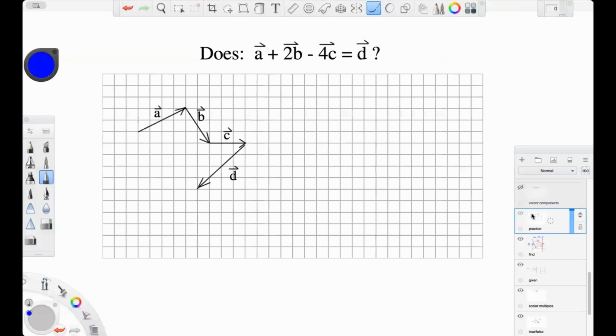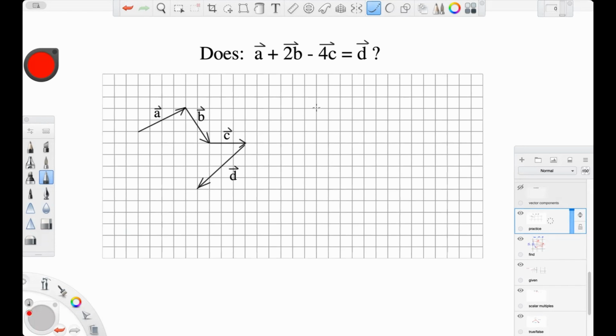Okay, cool. So let's throw it into a little bit more complicated diagram. So here we have a few vectors. We have 4 different vectors here, and we're asked this question: does a plus 2b minus 4c equal d? And the way that we can solve this is, let's just go ahead and graph each of these vectors with their scalar multiples. So I'm just going to graph it over here on the side.